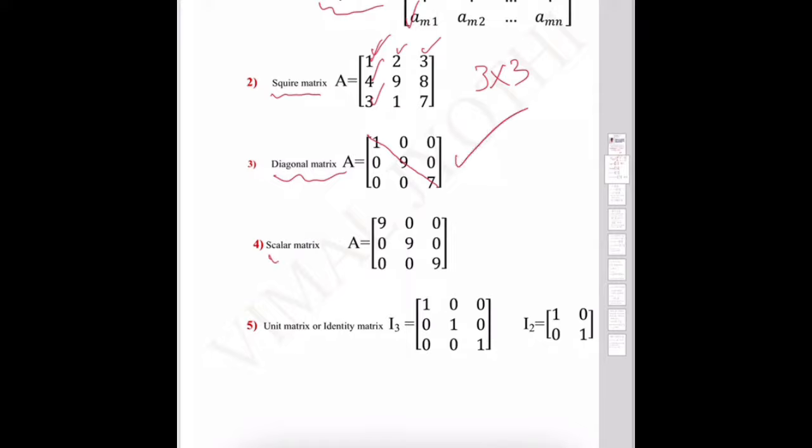Scalar matrix. A diagonal matrix in which all the diagonal elements are equal is called a scalar matrix. That is, these diagonal elements are all 9. That is a scalar matrix.